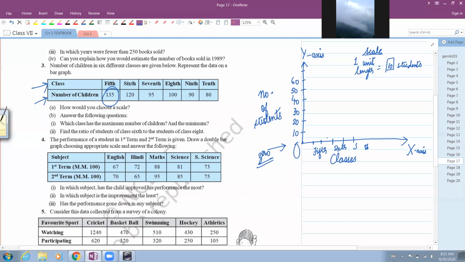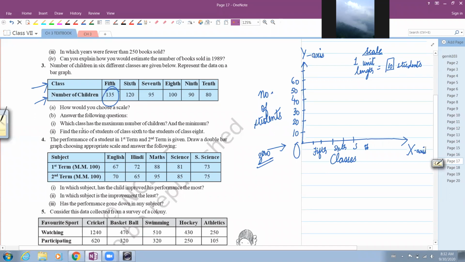I hope everyone is able to recall how we used to make a bar graph before we actually start. Okay. And this is how we have chosen a scale. Now look at B part of the question here. Answer the following question. Which class has the maximum number of children and the minimum? Ma'am, 5th has the maximum number of students. That's correct. And 10th has minimum. Maximum in 5th, minimum in 10th.